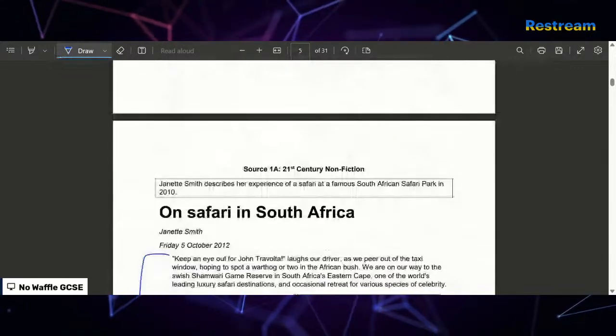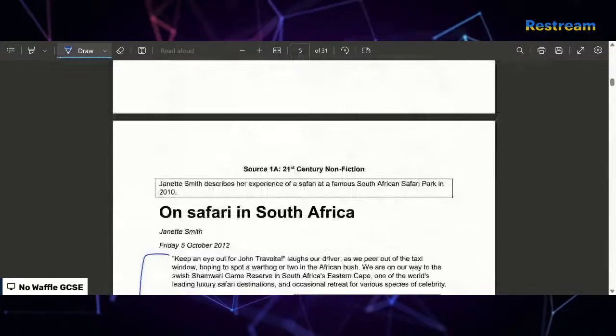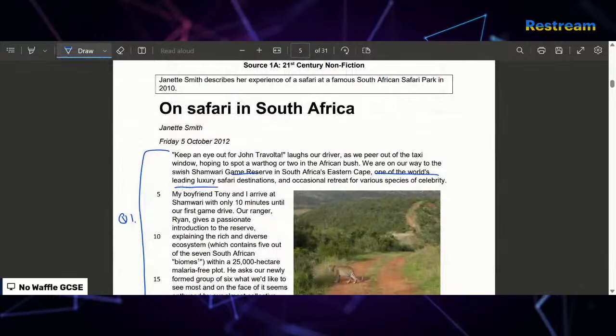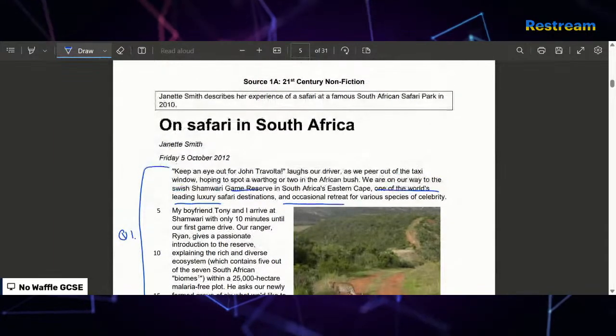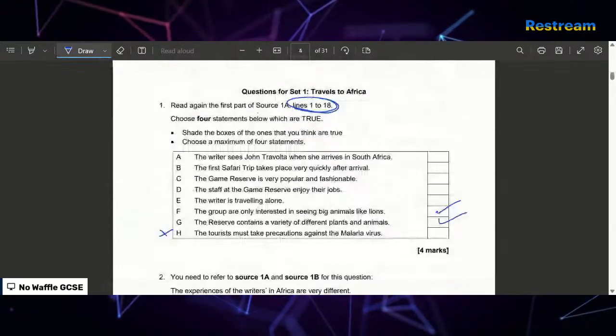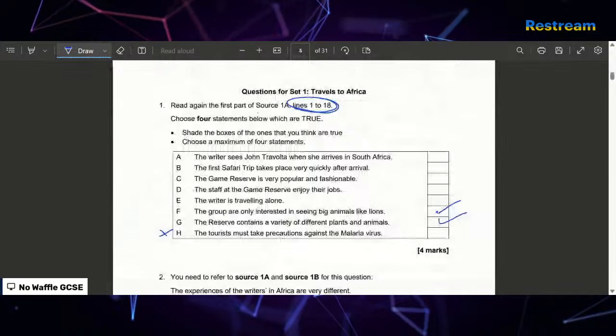So we're told about the game reserve, and it said it's one of the world's leading luxury safari destinations, and it's an occasional retreat for different animals. So we can definitely say here it's very popular and fashionable because it's luxury.